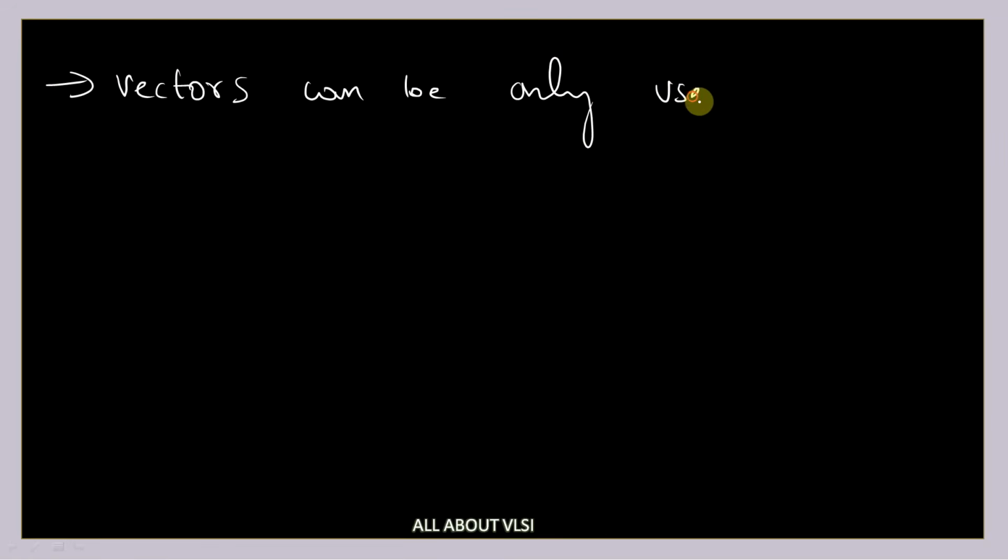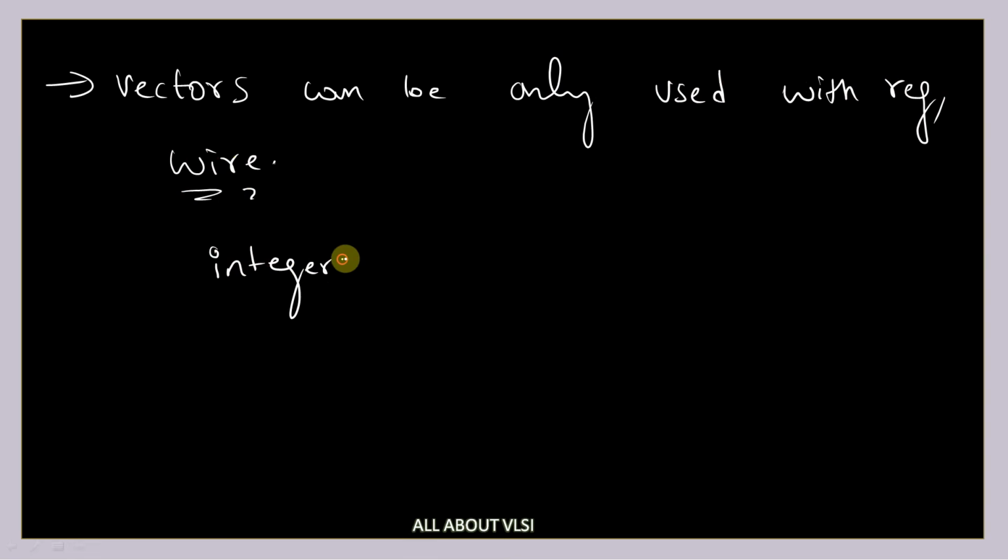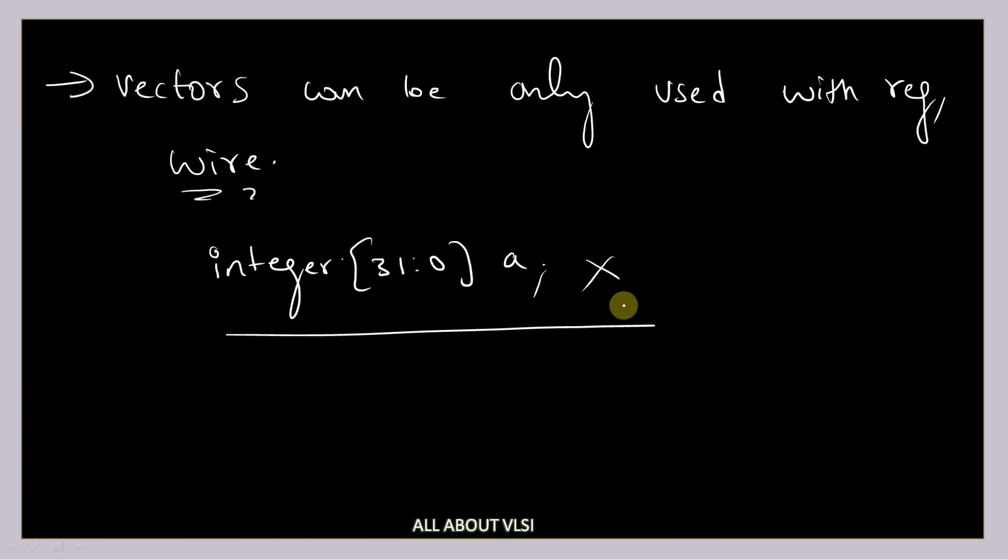No. I can use vectors only with reg and wire. You cannot use them with integers. You cannot simply write integer [31:0] a. The compiler is not going to accept it, because by default the integer size is 32 bits only. You cannot modify it.